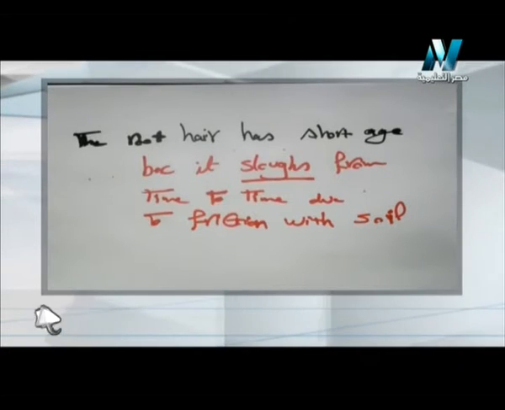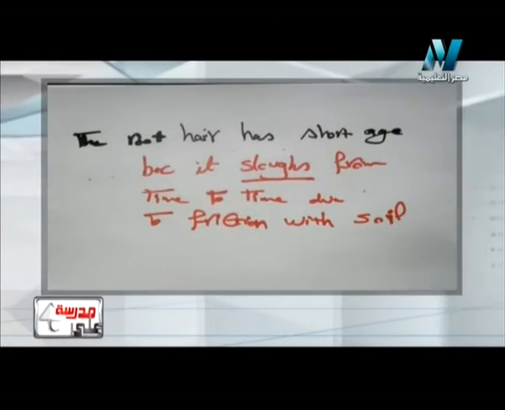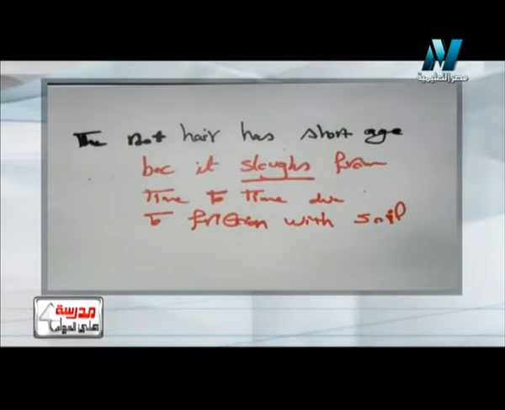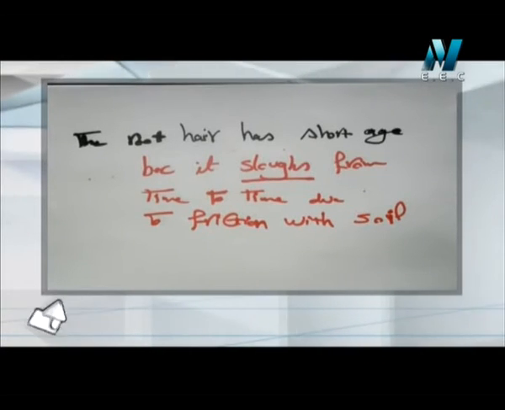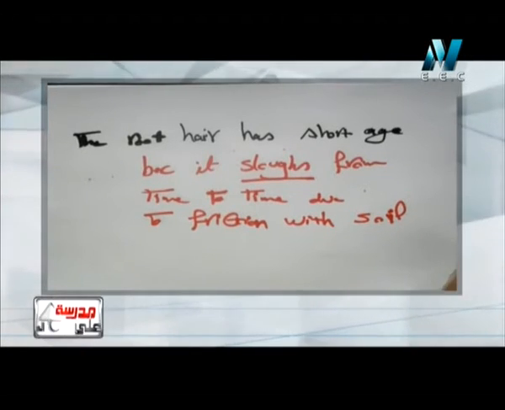So again, the root hair has a short age. Why? Because it sloughs from time to time due to the friction with the soil. But is it substituted soon by another one? Substituted by another one, and I said that it renews itself by a new one because it has a short age. It doesn't live for more than I think 6 or 7 days, maximum 9 or 10 days.